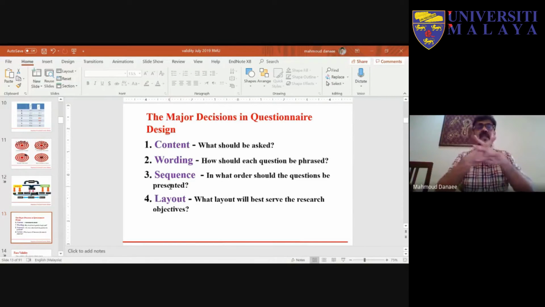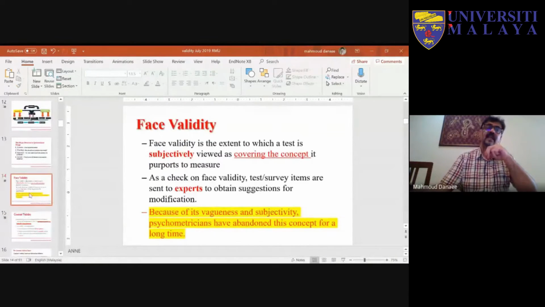These are four points that you need to consider when you design a questionnaire: the content that you want to ask, the wording, the sequence of the items, and also the layout. All of this should be based on standard procedures. The face validity, as I mentioned earlier, can be evaluated by a group of experts. So I will show you later how you can measure it.